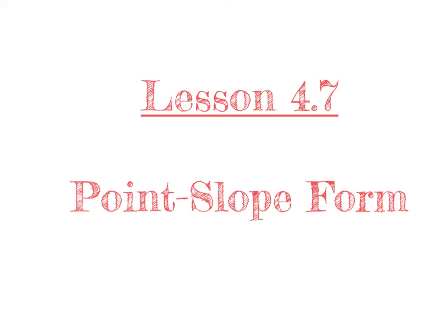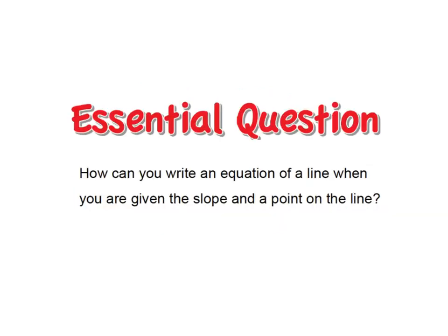Today we're going to do lesson 4.7, which is on point slope form. Like I said in 4.6, we're going to be writing equations when given different information. Today we're going to be given 1 point and a slope. So you could get (1, 1) and a slope of 3, and we will be able to write an equation. So let's start with some practice first.